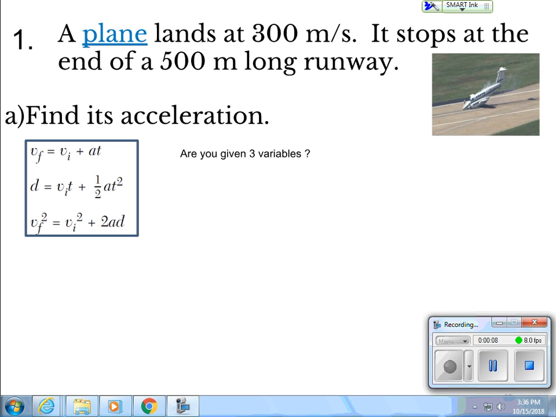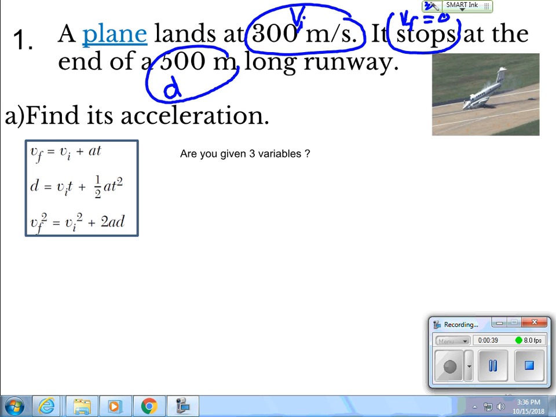First thing you do when you look at a problem is figure out your knowns and unknowns. So I like to circle exactly what I know. This is a velocity. It says it lands, which is a little weird, but this is initial velocity. Circle it with the units. It stops. That's information about my final velocity. My final velocity is 0. At the end of a runway that's 500 meters long, that's my distance. And it asks me to find its acceleration.